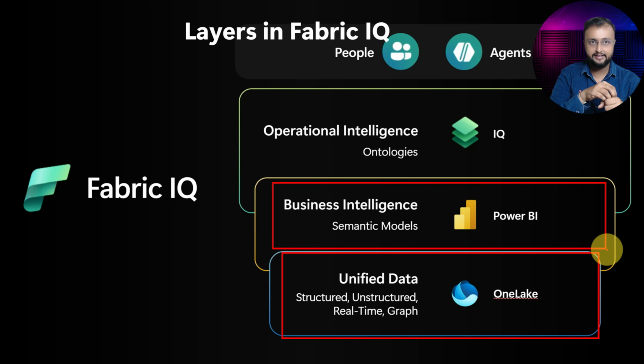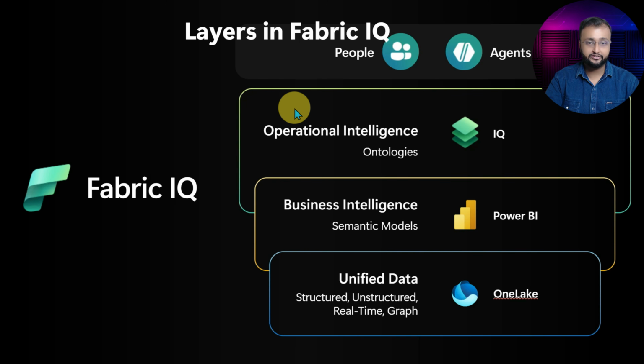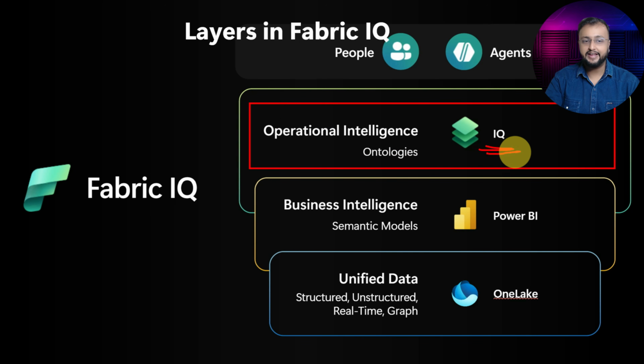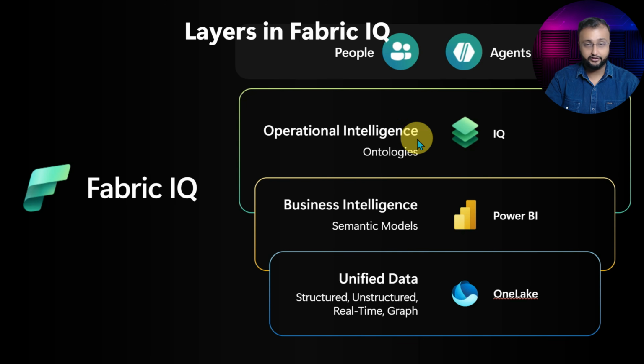The semantic model is the place from where you are building your Power BI report, and on top of that, you have IQ, which is your operational intelligence, and that's where Fabric IQ comes into the picture. To use Fabric IQ, there is a concept called ontologies that can be consumed widely in the Power BI space.